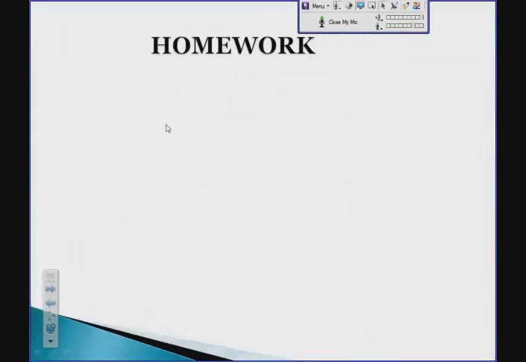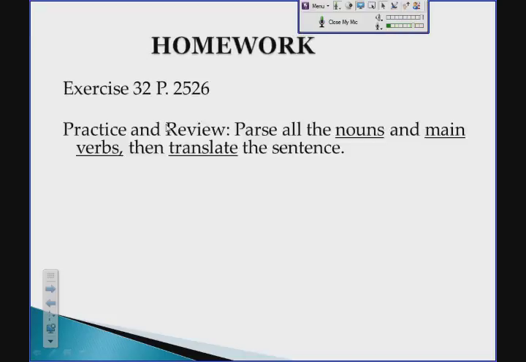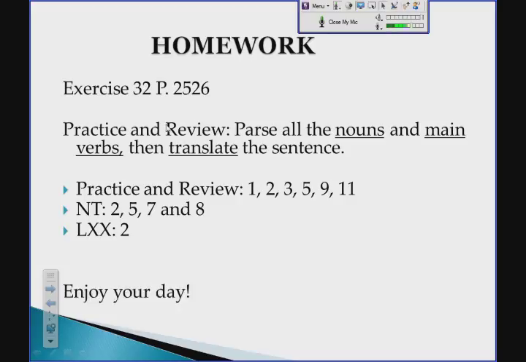Okay, we're done. Practice and review. Parse all the nouns, main verbs, and then translate. Also the adjectives and so forth. Just make sure you go and work on all those sentences, New Testament also, and LXX. I'm taking those numbers very seriously. And I won't forget to tell you, enjoy your day.